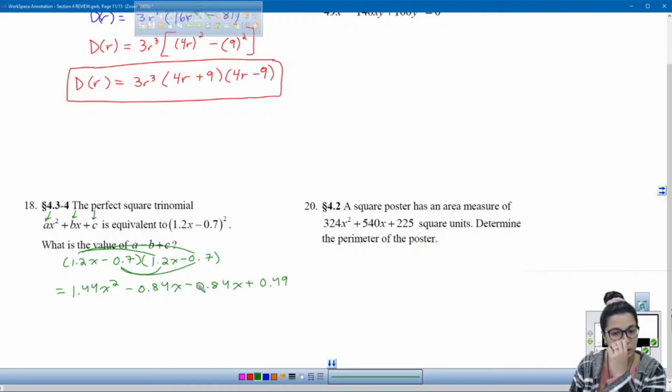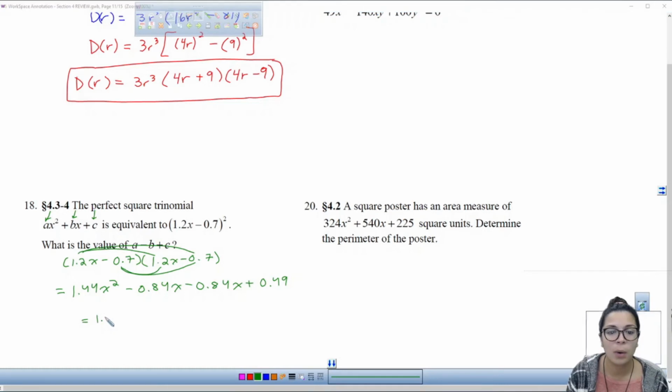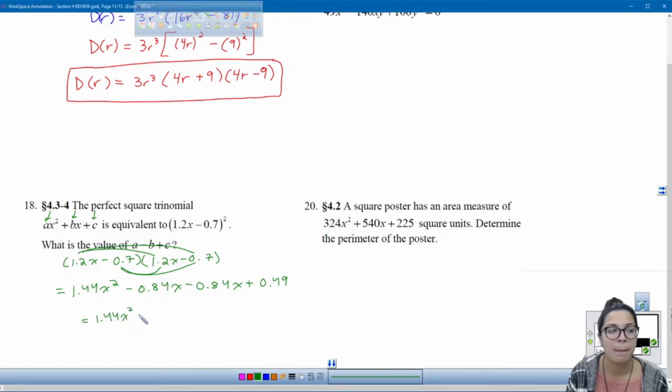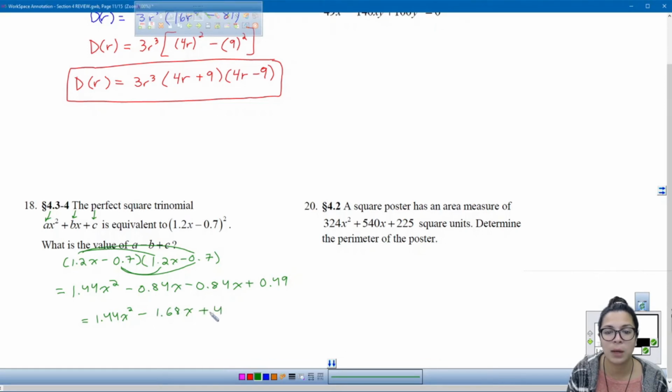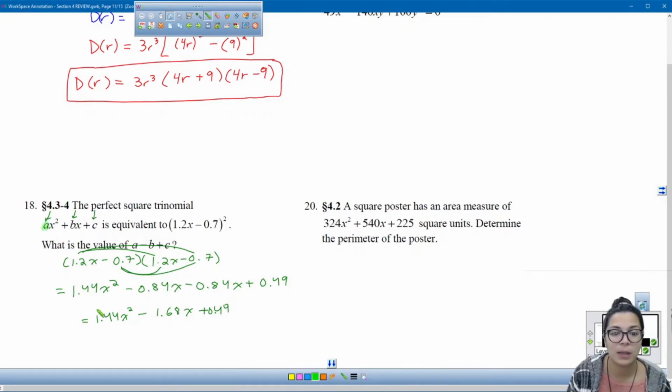So now all we have to do is combine these middle 2 terms, right? So we get 1.44x squared minus 1.68x plus 0.49. So your A value is 1.44, okay? Your B value is negative 1.68, and your C value is 0.49, okay?